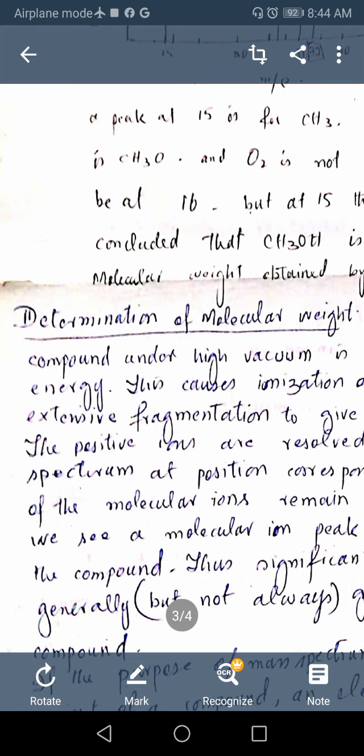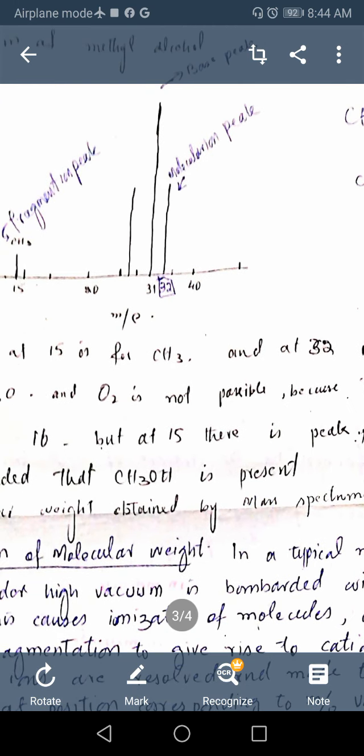So this is how the molecular weight is obtained. The molecular ion peak is observed, and the mass of the molecular ion peak is the mass of the molecule. Molecular weight of the molecule, or atomic weight of the atoms of an element, can also be determined.